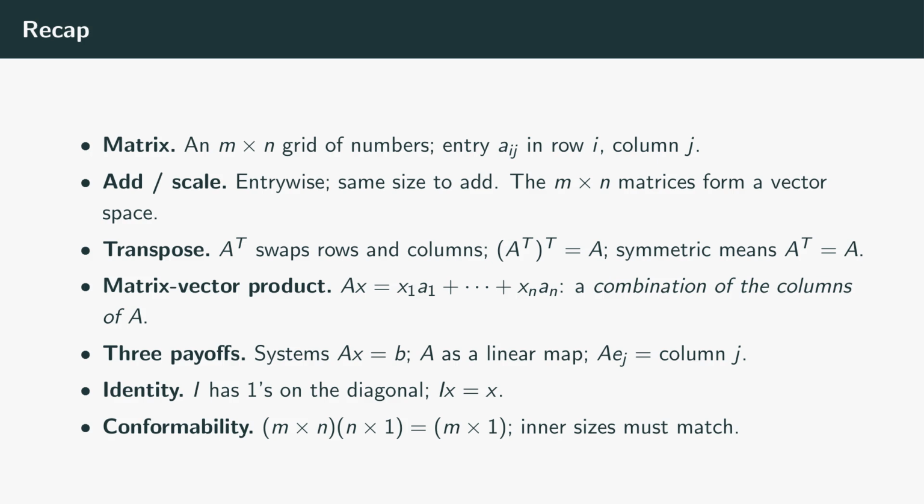The identity matrix has 1s on its diagonal and returns every vector unchanged. And conformability is the bookkeeping rule. To multiply, the inner dimensions must match. Next episode, we let one matrix act on another, and the product turns out to be the composition of transformations.